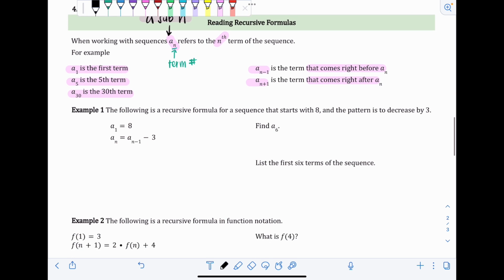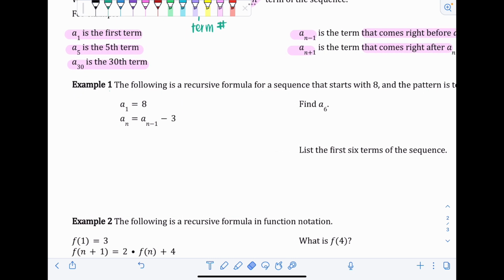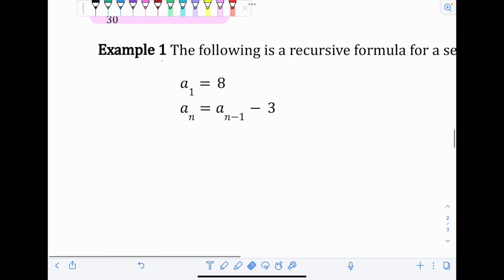Okay, so example 1. The following is a recursive formula for a sequence that starts with 8, and the pattern is to decrease by 3. So this part right here, A1, that's the first term. I need to zoom in to write this more neatly. I'm going to zoom way in, and then we'll zoom back out when we get to the actual problem. But A1 is the first term, which is 8.